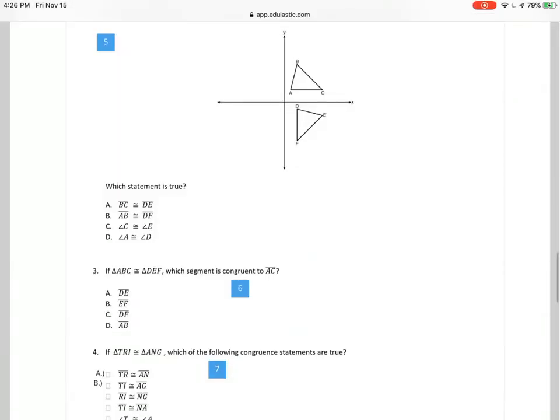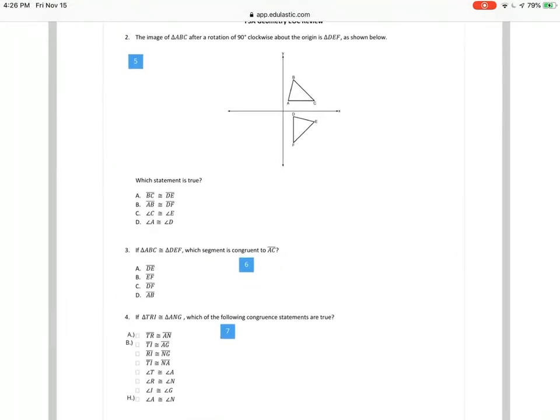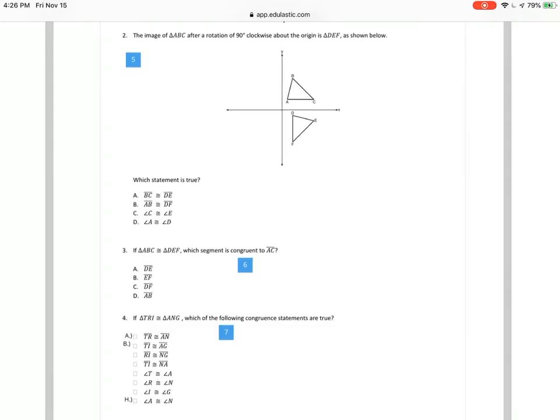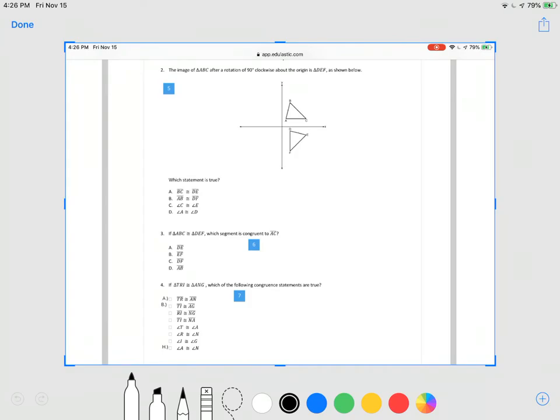Okay, let's look at the next one. The next one says, I shouldn't have deleted that. So this one right here. It says if triangle ABC is congruent to DEF, which segment is congruent to AC? Well, AC is the first and third letters in this sequence, so it should be the same as D and F, which is option C.